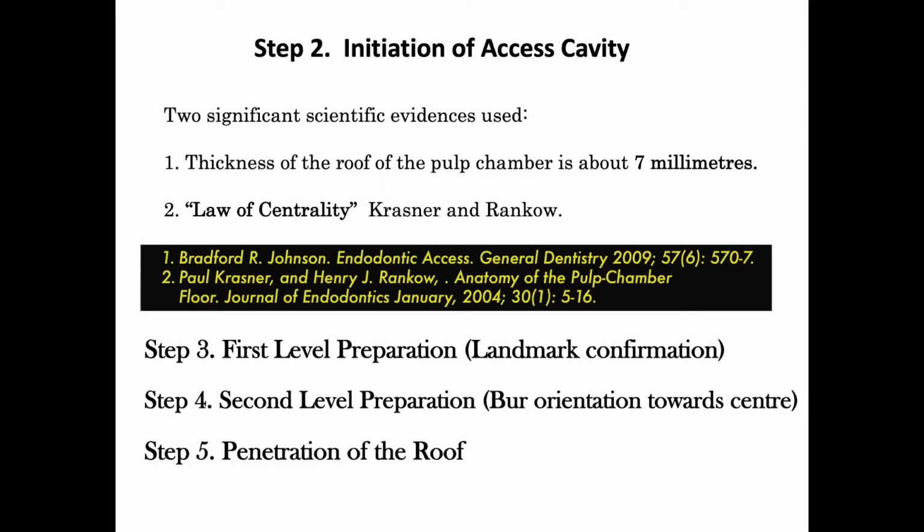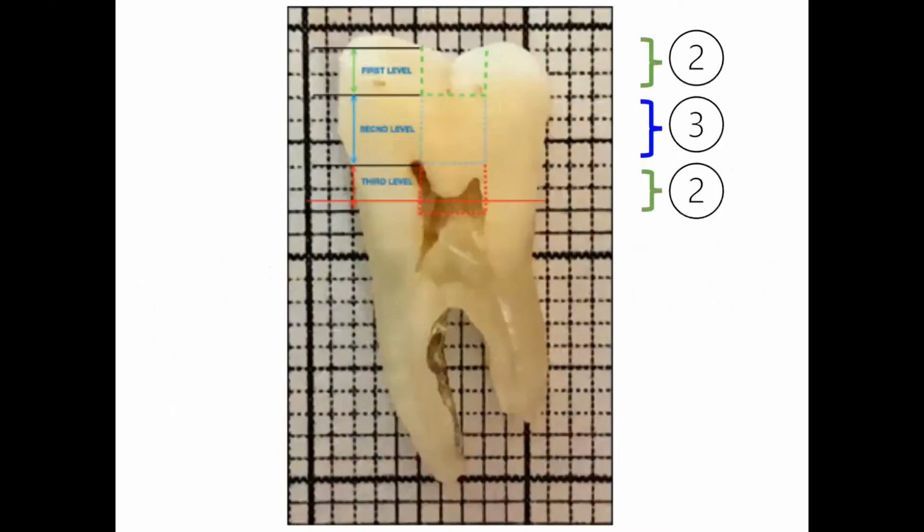And the last step is going to be the penetration of the roof, wherein after the 3 mm, we are going to create depth cuts of 2 millimeter. By this time, you would reach the roof. So the first level is going to be 2 millimeter, the second stage is going to be 3 millimeter, and the third stage is again going to be 2 millimeter of depth cuts.